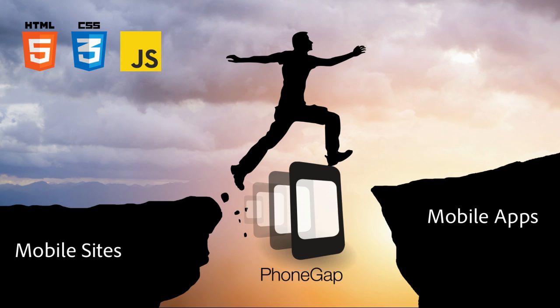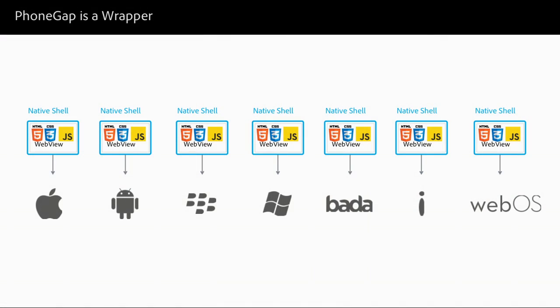PhoneGap is a wrapper and a bridge, if you want. It wraps your application as a native application, and it gives you a bridge to access, from web technologies, the native capabilities of your device. So let's take a closer look. PhoneGap is a wrapper. A PhoneGap application on each platform is a native application. And that blue frame that you're seeing on this slide is actually a mini native app on each platform. And the only thing it does is to wrap what we call a web view. And a web view is a native component that lets you render HTML in your native application.